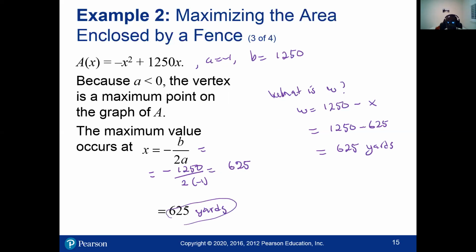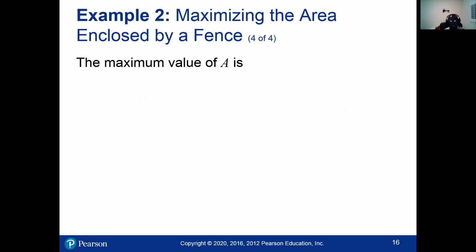625 yards, and the width is also 625 yards. Okay, so we put this together in the next slide. The question: what's the maximum value of the area? What's the maximum area? Basically, we substitute that into the function.